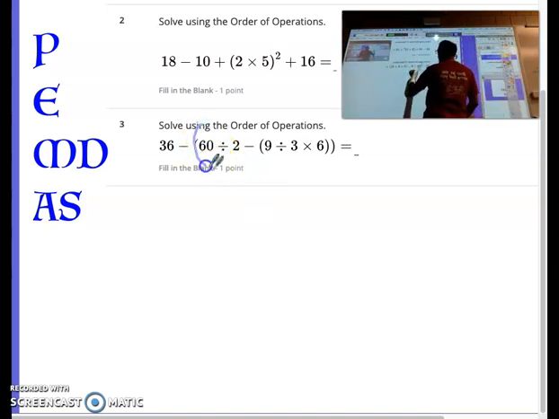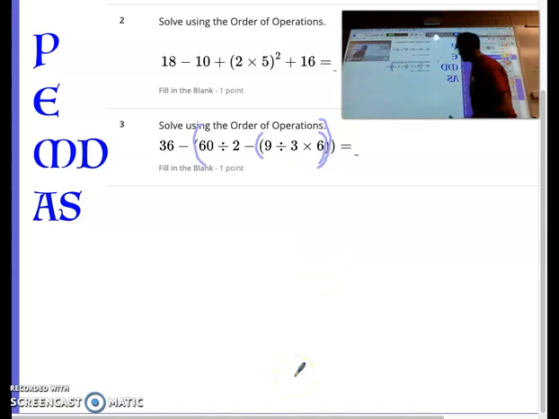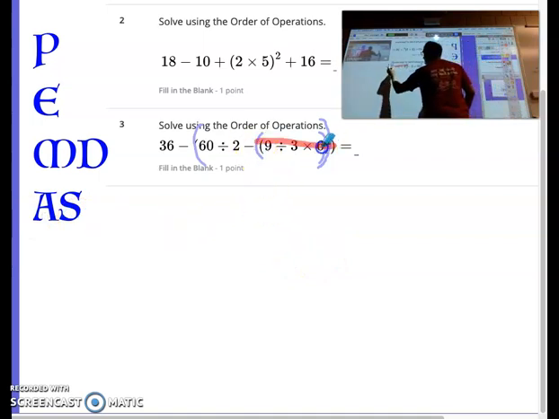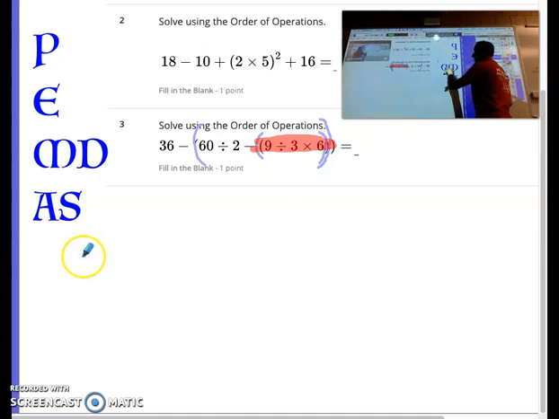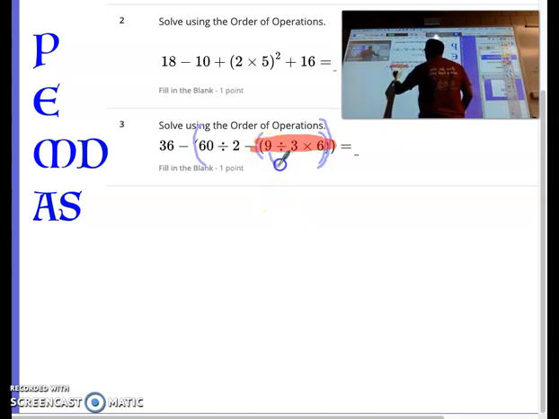So we have a parenthesis and a deep inside parenthesis, so we're going to start here. There is a tie with multiplication and division both happening right inside of here. What do we do with a tie with multiplication and division? We always start on the left side. So we're going to take 9 divided by 3, which is 3, bring down the 6.